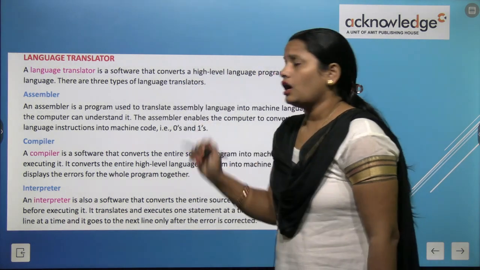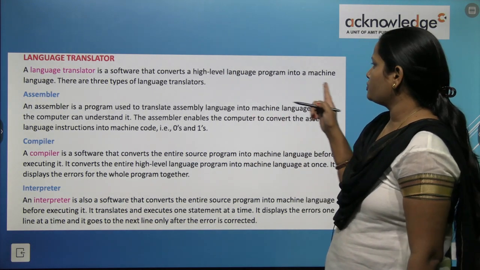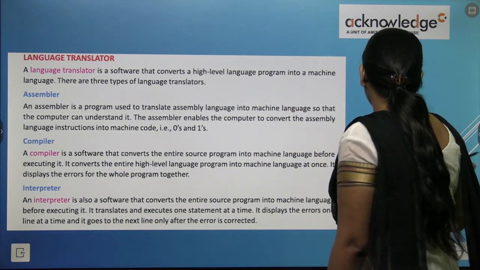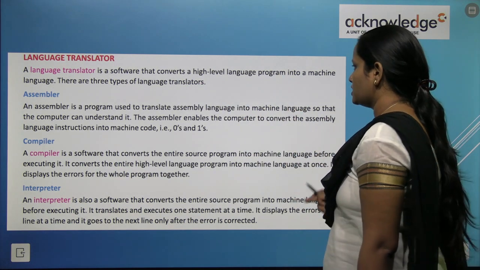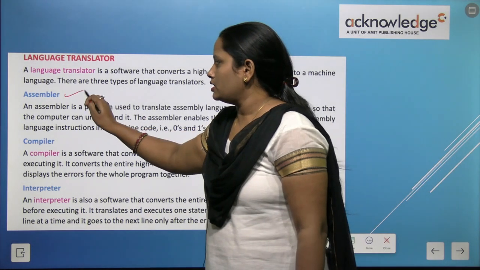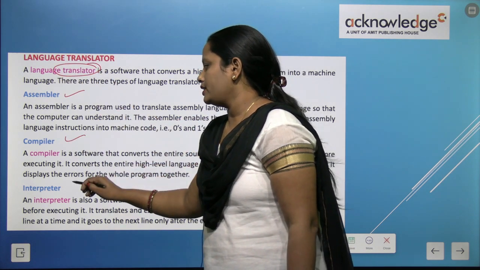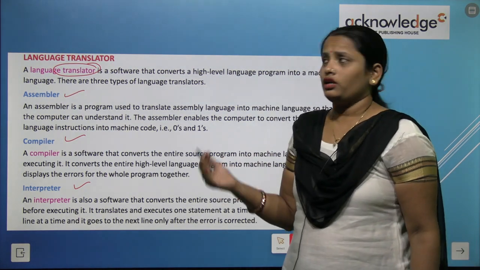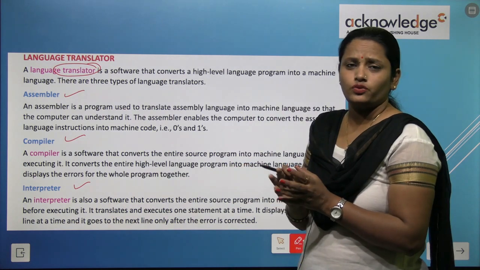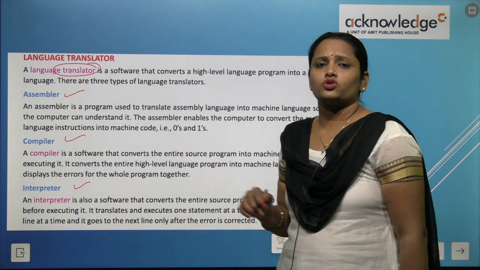Language translator. A language translator is software that converts a high level language program into machine language. There are three types of language translators. So what are they? Let's learn. First is the assembler, then the compiler and the interpreter. For translating our commands we need all these three language translators. So first we come to the assembler.